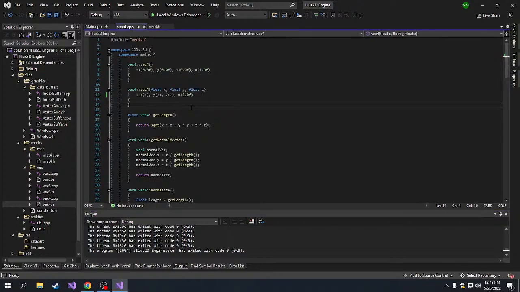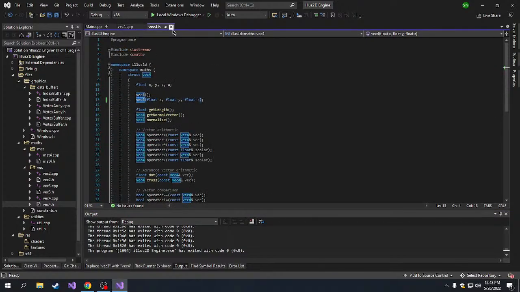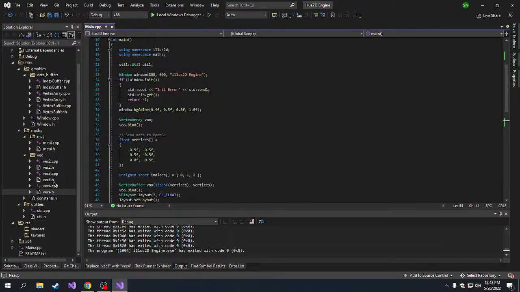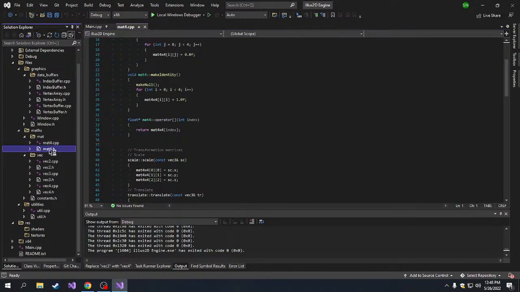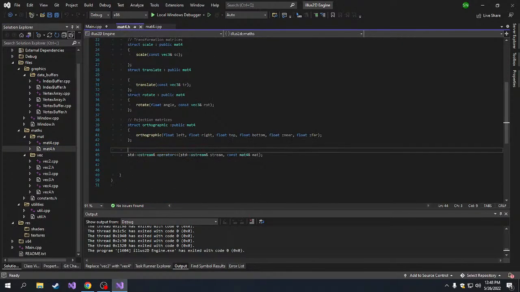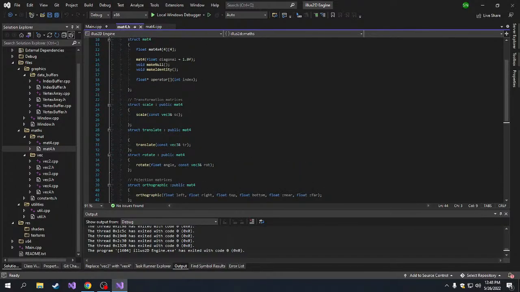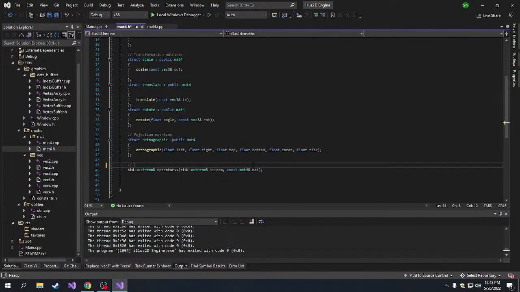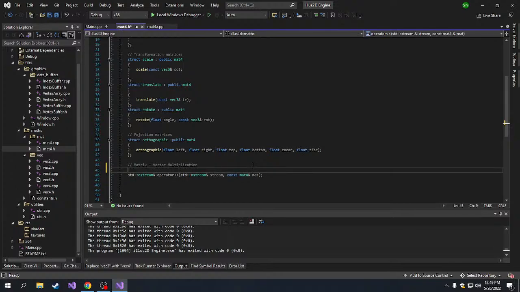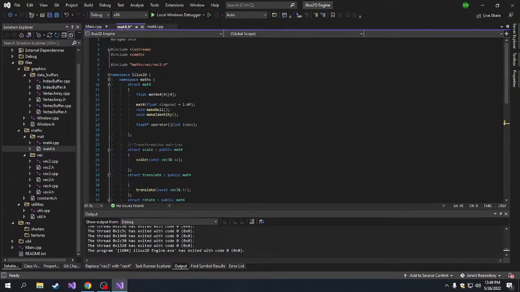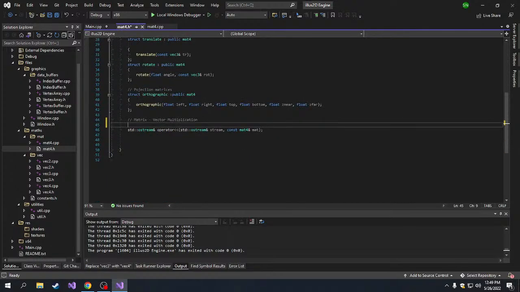Yep, so let's just get into the vector matrix multiplication. We'll get rid of this. We'll get back to our mat4.cpp, mat4.h, and we'll add this. So projection matrix, matrix vector multiplication. Alright, cool. There's going to be a function out in the global scope, of course.